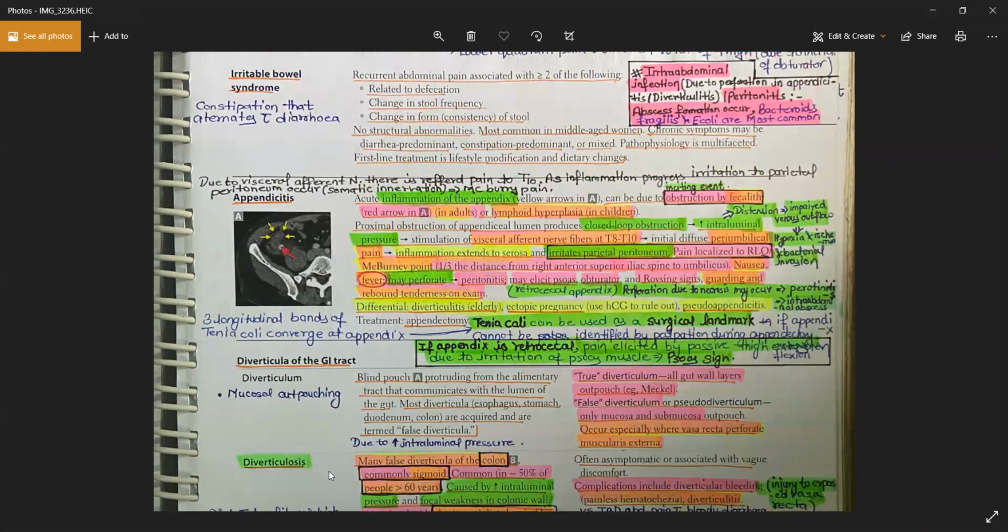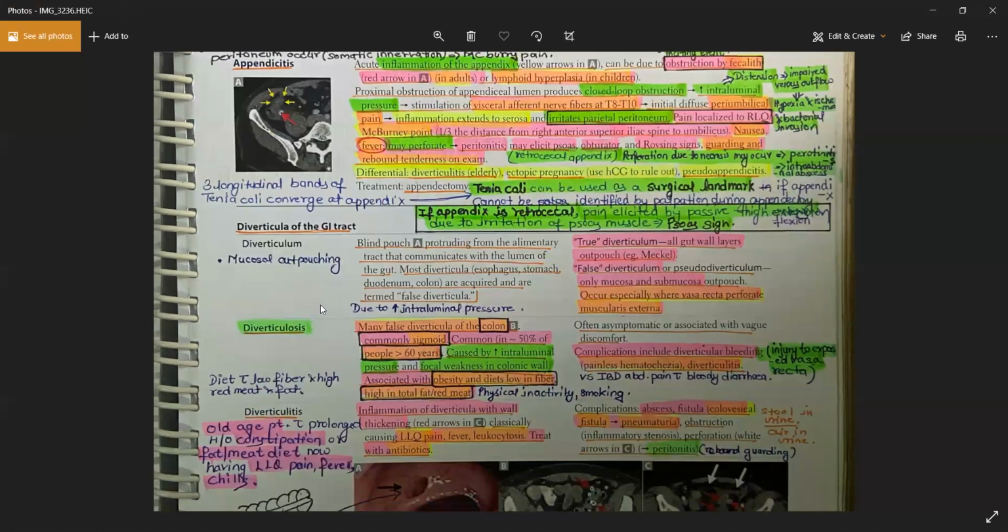Left side, not the right side, but the left side, right? So you can differentiate this pain from appendicitis pain, because appendicitis pain is on the right side, and the pain of diverticulosis or diverticulitis would be on the left side. What I'm saying, left side.